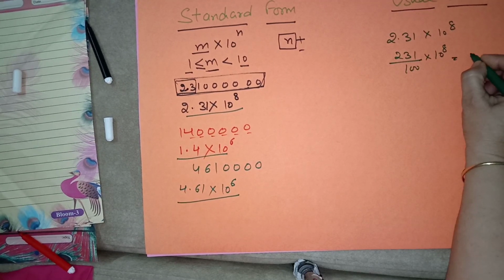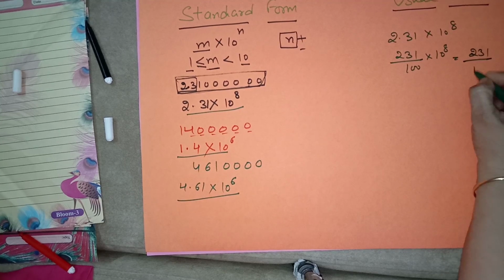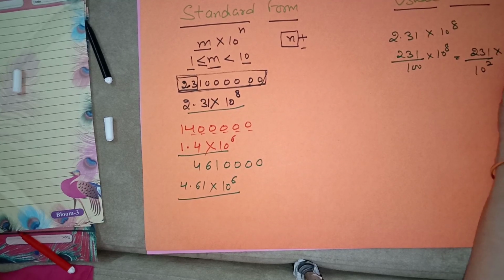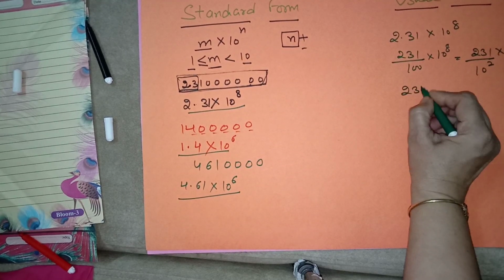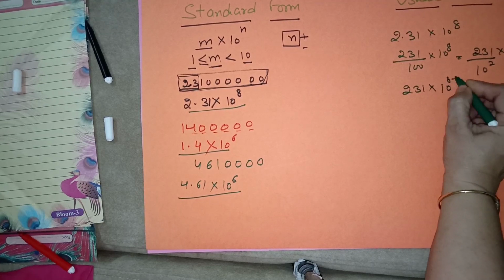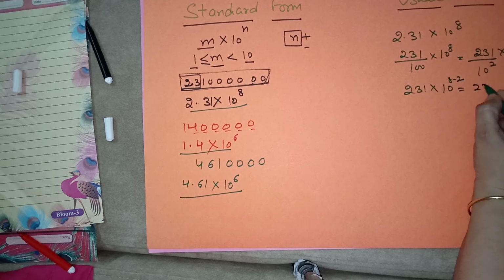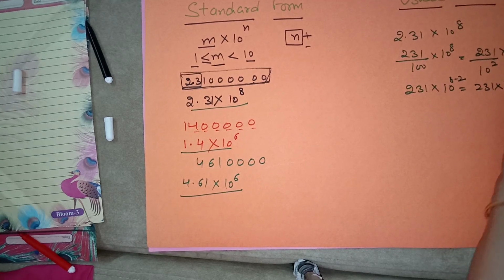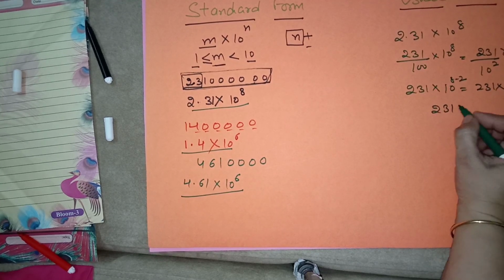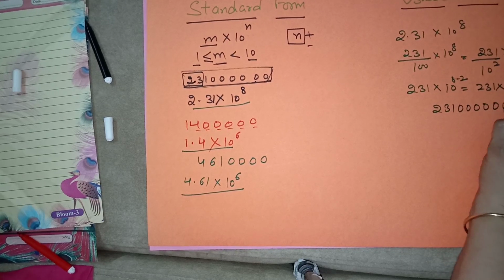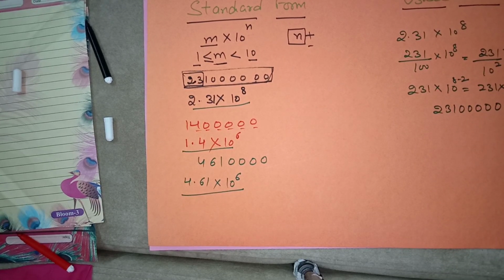Now I can write 231 divided by 10 raised to power 2, multiplied by 10 raised to power 8. That is 231 multiplied by 10 raised to power 8 minus 2. Bases are equal and division is there, so the powers will be subtracted. 10 raised to power 6. It implies 2 3 1 1 2 3 4 5 6. Easy? Any doubt?